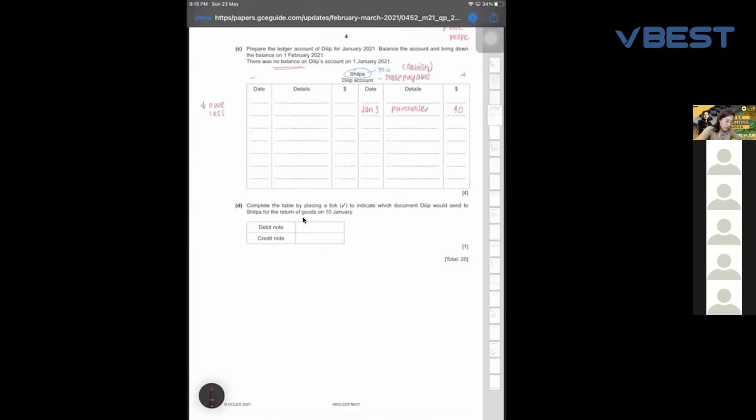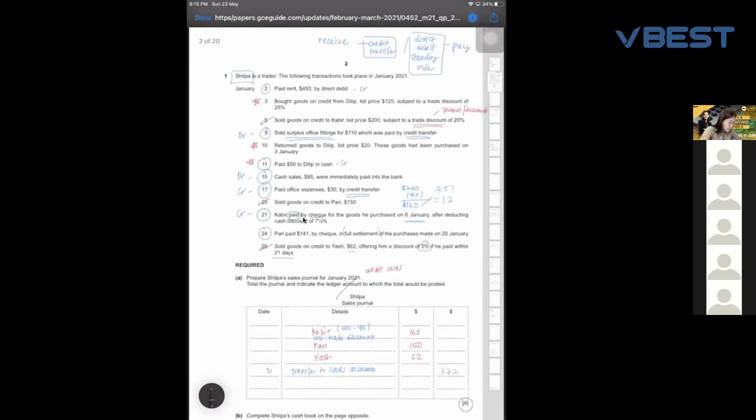Okay, what is the next thing going on? The next one is on the 10th, return goods to Dilip at list price. Please remember, every time you see list price, it's actually before the trade discount. When you bought the goods, the amount was deducted with trade discount already, so when you return it, the amount of the goods must also be after the trade discount. The discount when you first bought it is 25%, so you must first find out how much 25% is. 20 times 25% is 5. So 20 minus 5, the goods that you return after the trade discount is 15.